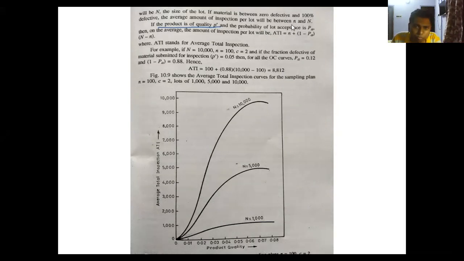The formula of the average total inspection is given as small n plus (1 minus PA) into (capital N minus small n). This is for single sampling, but in case of double sampling, the formula for average total inspection will be different.